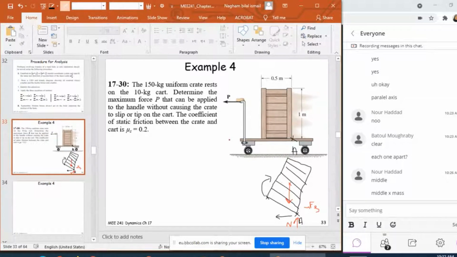Now, the question is to find P. In order to find P for the whole system, I have to find the acceleration of the whole system, and apply sum of forces in x direction is equal to ma. How to find this acceleration? If I know the acceleration from this free body diagram, I can take this acceleration and apply it to the whole system because, of course, they're going to have the same acceleration. Now, how to find the acceleration of this crate?